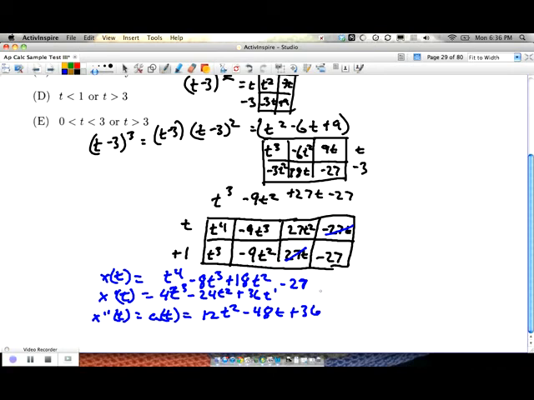So we got to figure out when that is increasing. Well, let's first start by factoring this a little bit. If I factor out a 12, then I'll have t squared minus 4t plus 3. Factor that even further: t minus 1 and t minus 3. So I know that I have critical points potentially at 1 and 3. Now I got to check them.